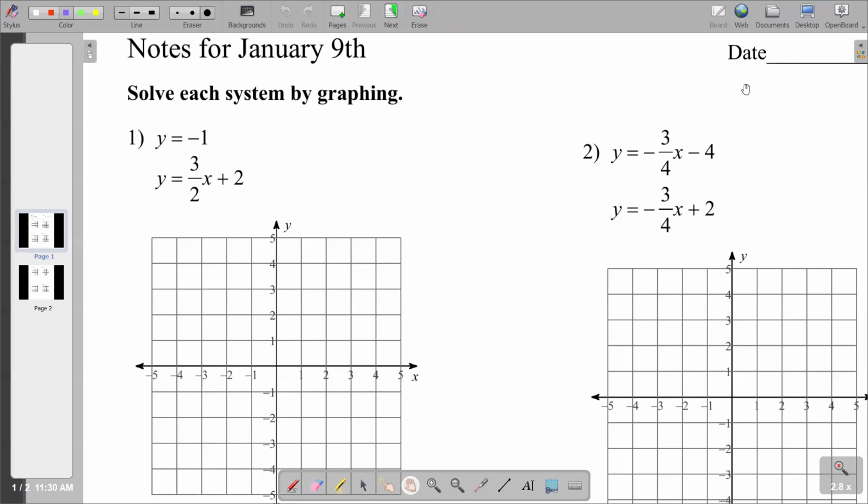So after the next couple days, we're only going to spend a couple days on graphing, and then we're going to get into what are called the algebraic methods for solving systems, substitution and elimination.